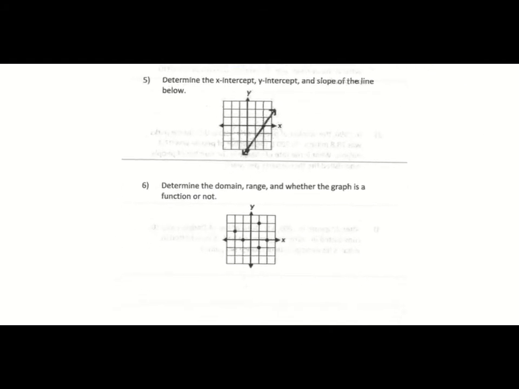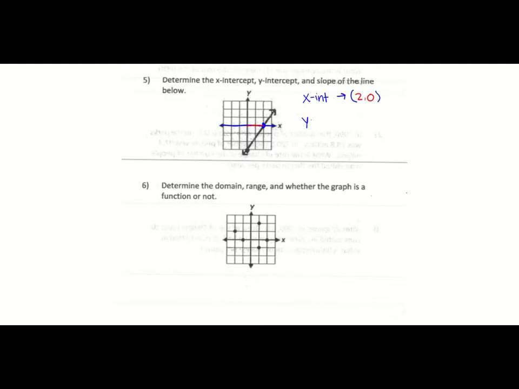Okay, this next question, we are going to review the x-intercept, y-intercept, and slope of our line. So if we look at this line, we can see it is crossing our x-axis right at this point right here. So if I want my x-intercept, that is going to be my point. I'm going over 1, 2, and I'm not going up or down at all. So it'll be 2, 0.